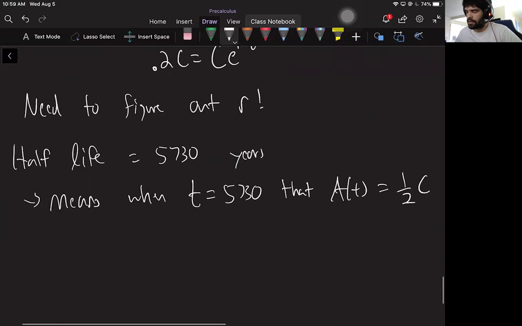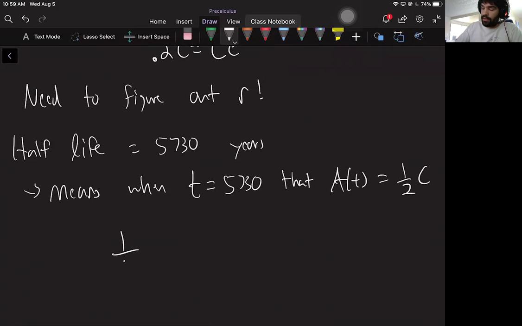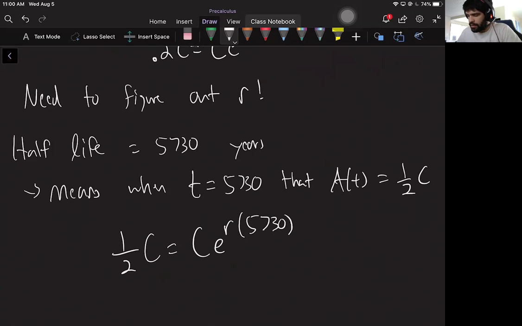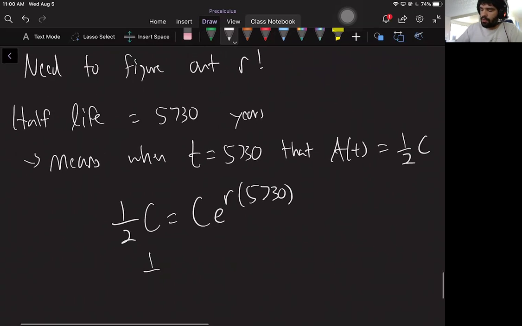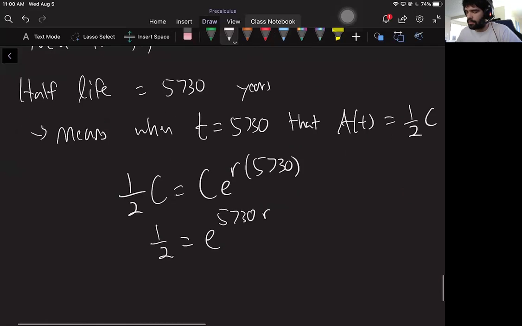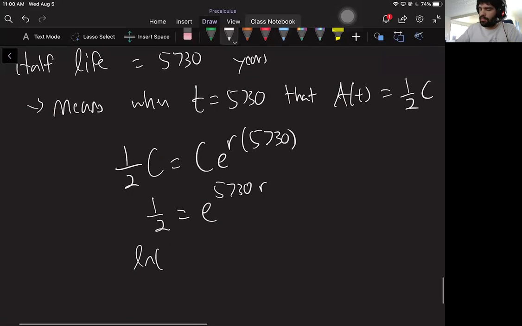So what we can say is that when I plug in 5,730, on the left is going to be half of the initial. And on the right is just the formula where now I've plugged in 5,730 for time. And then this I can solve for R by doing the ln thing again. So I just ln on both sides.